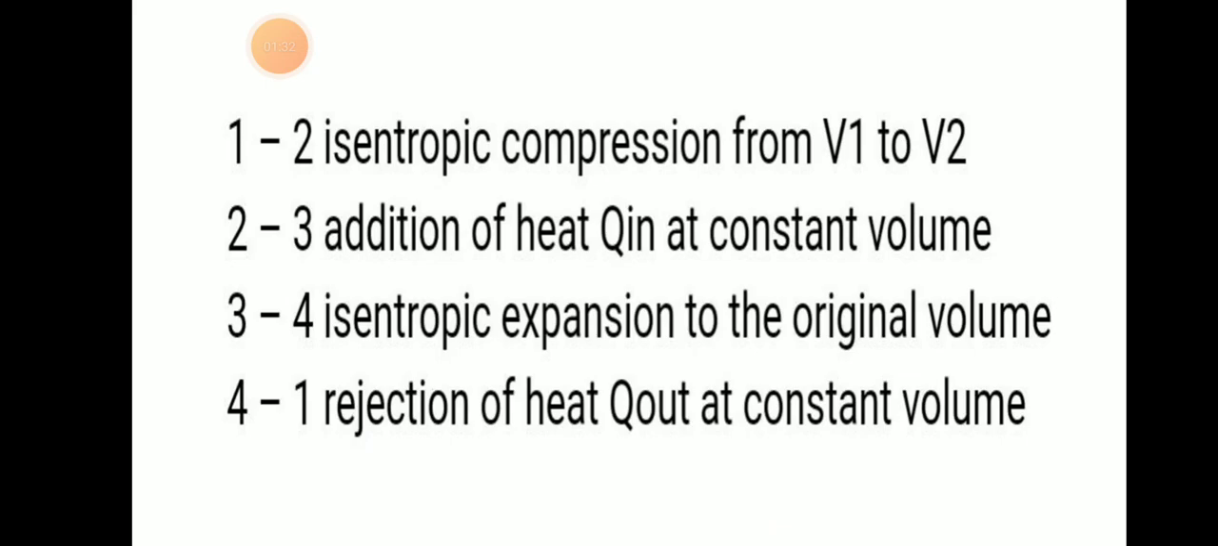During stage 1 to 2, isentropic compression from V1 to V2 takes place. Then from 2 to 3, the addition of heat Q at constant volume takes place. That is one of the biggest peculiarities of the Otto cycle when we compare it with the diesel cycle. Then 3 to 4, isentropic expansion to the original volume, and 4 to 1, rejection of heat Q at constant volume. So this is the Otto cycle.